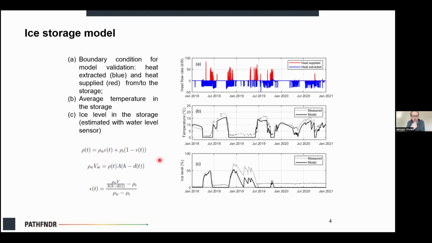And since there is a water level monitoring system in the ice storage, we are able to compare the ice level calculated with the model, that is the continuous black line here, with the estimated ice level measured by means of this water level sensor in the storage. So we are able to capture the dynamics, okay, but as you can see, particularly in steady state operation, we have some differences that are probably related to the sensor itself.